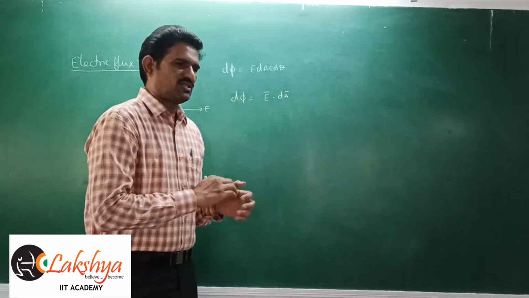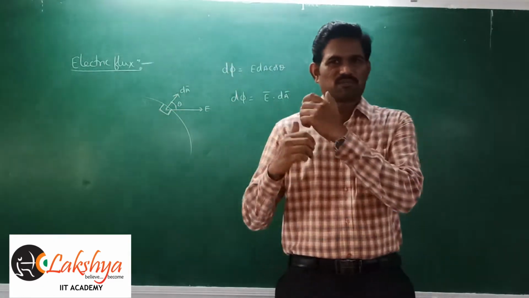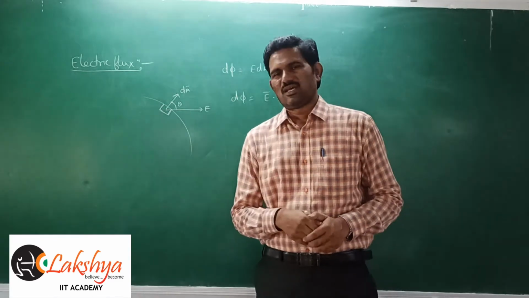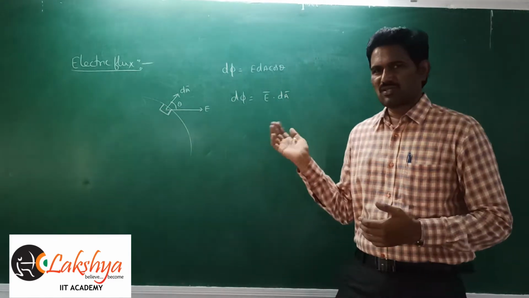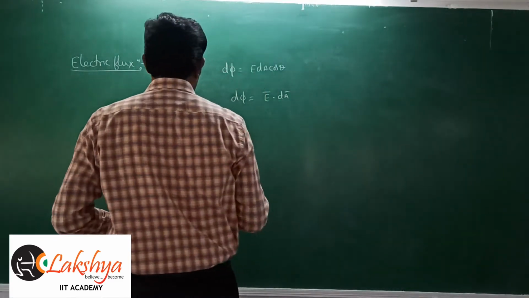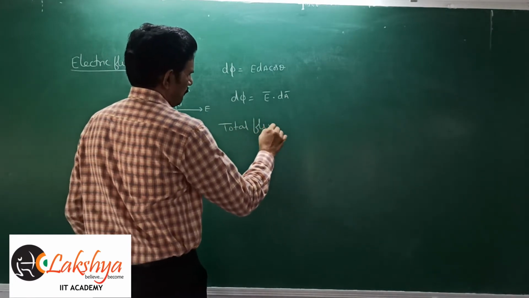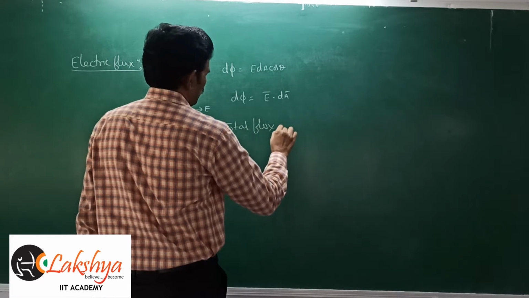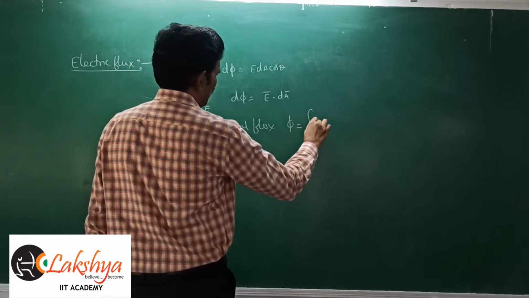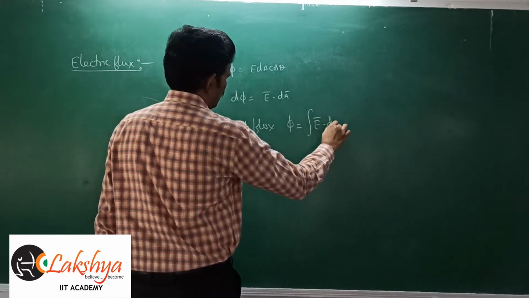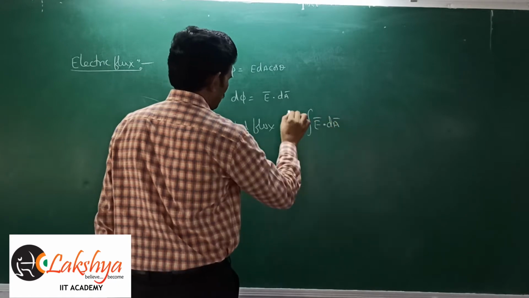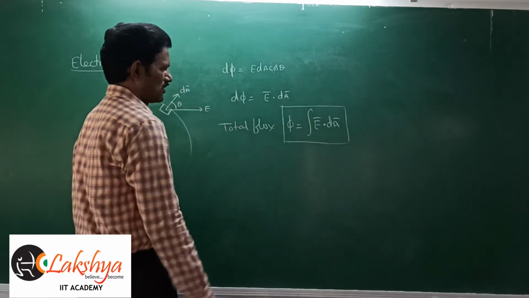So what actually will this flux represent? We are defining it mathematically like this. And if you want to calculate the total flux, we need to integrate this expression here. Therefore, this total flux I can write as phi is equal to integral of E bar dot dA bar. This is the total flux expression simply.